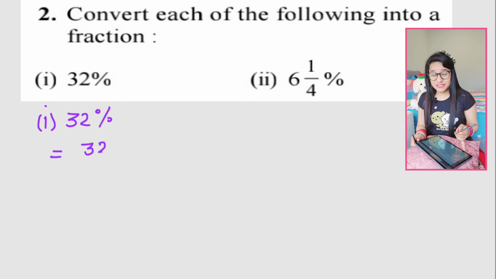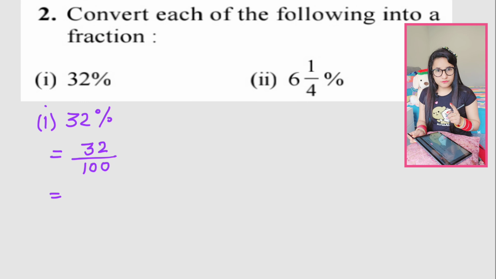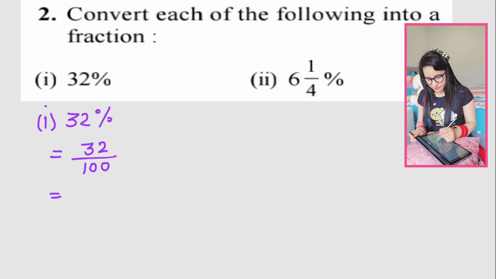Now what do you mean by 32% here? Percentage means 1 upon 100. So we can write this as 32 upon 100. Since you have to convert it into a fraction, you need to simplify it. If you have to convert it into a decimal, you can straight away write it down as 0.32. Okay, so let's simplify it.